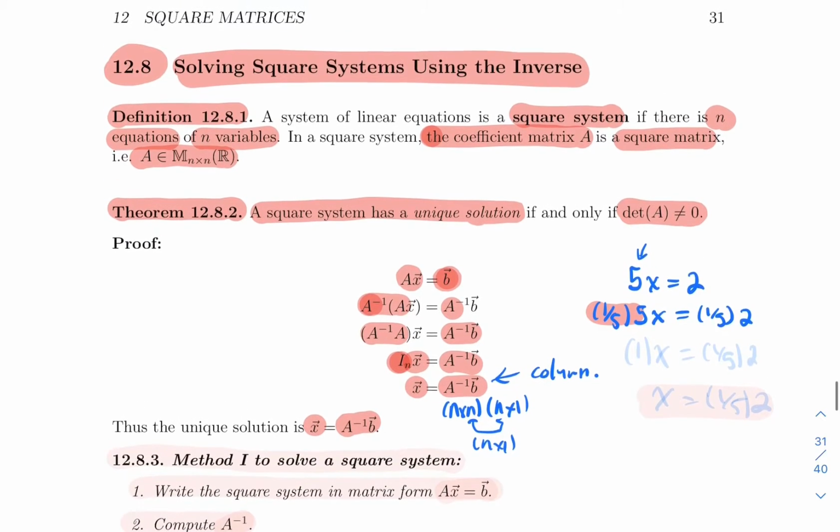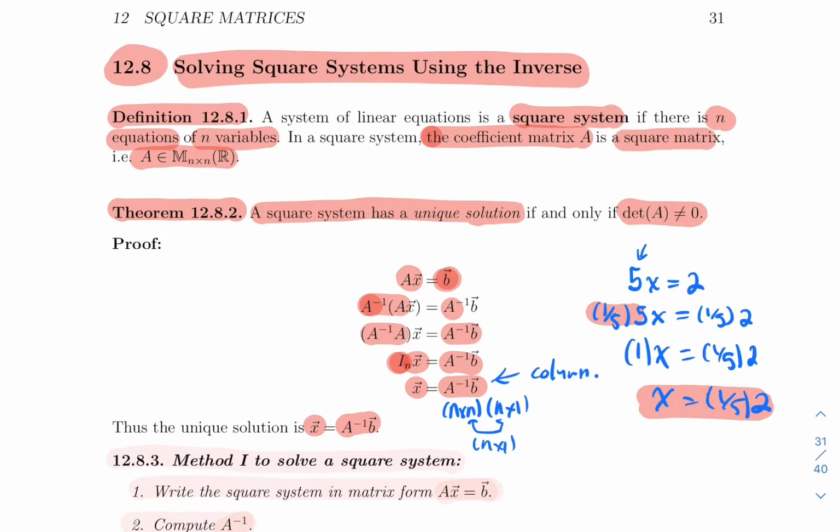Okay, I'm overdoing it here, I'm fully aware of that. So you get 1 times x is equal to that number on the right side, and then 1 times x is just x, so it's 1/5 times 2. So it's exactly the same idea here. There's really nothing new. Dividing by 5 is the equivalent in the matrix universe of multiplying by A inverse. So this is how you're going to get your solution.